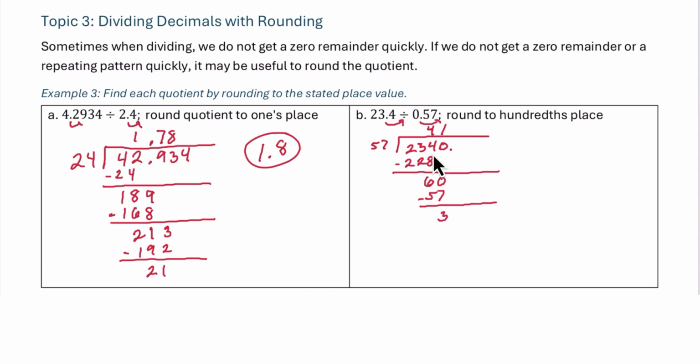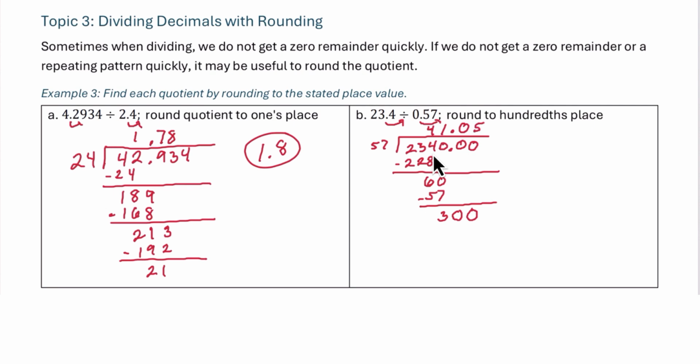We'll need to add a decimal point in the dividend, which will push it up into the quotient as well. And we need that so we can drop down that 0. 57 will not go into 30. So we have 0. Add another 0 in the dividend so we can drop this down to 300. 57 will go into 300 5 times.